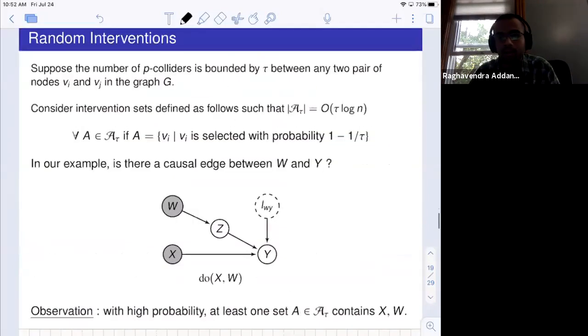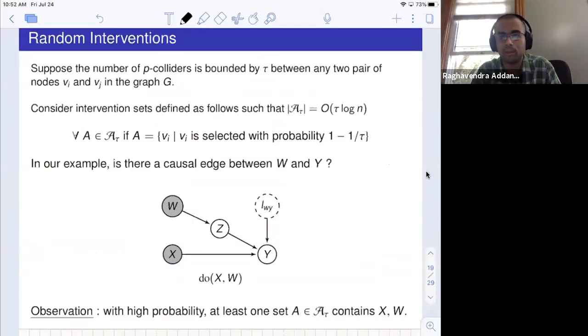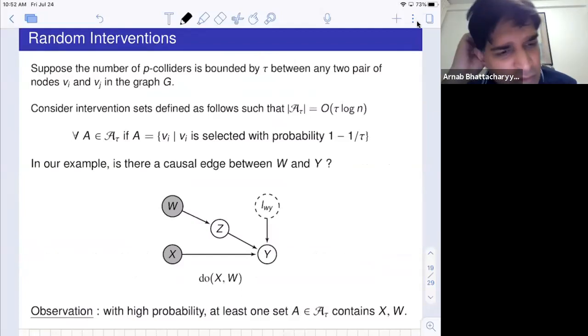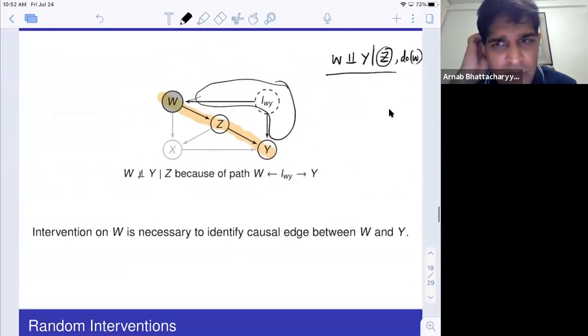So I think Arnab, you are muted. Yeah, sorry, I didn't understand. So you are intervening on W. So what do you mean by W is independent of Y?